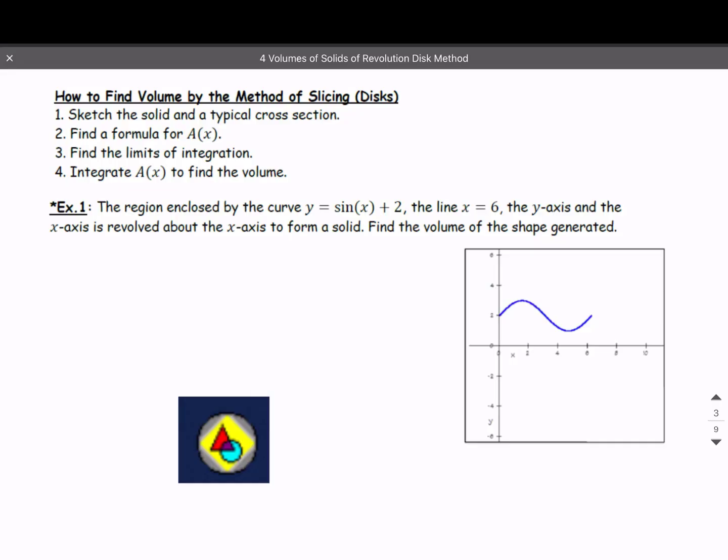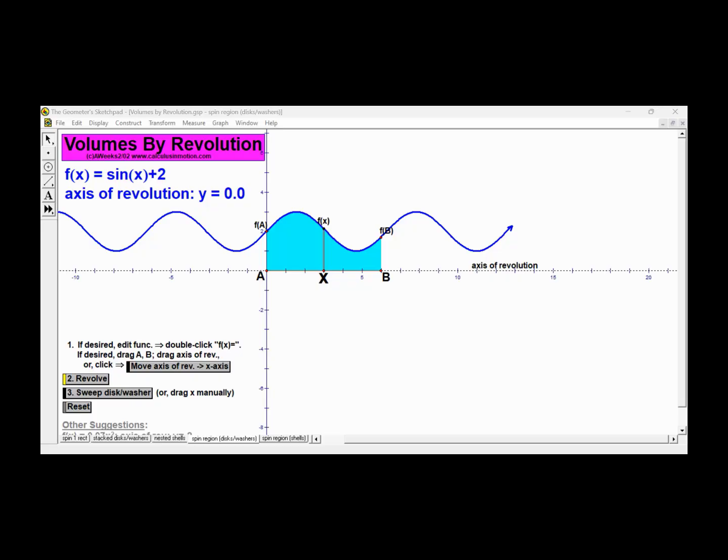Because I'll be honest, the hardest part of this unit for me is drawing the pictures, okay? So here's the actual graph that we have in this problem. F of x is sine x plus 2, and I have it set at a at 0 and b at 6. So we're going to revolve around the x-axis, and you can see it almost looks like a vase. But every cross-section, again, is a circular disc. No matter where you slice it, you're going to have a circular disc.